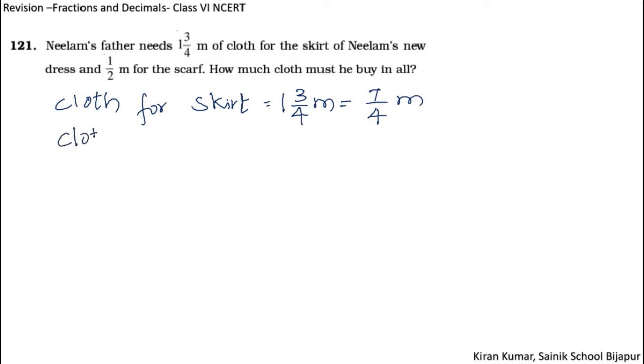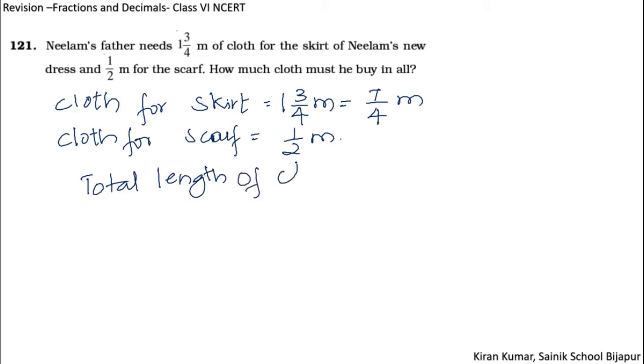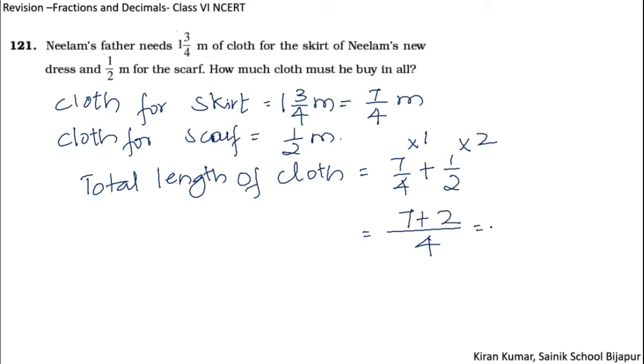Cloth required for the scarf is half a meter. Now the total length of cloth required will be 7/4 plus 1/2. Clearly the LCM is 4, so 7 has to be multiplied by 1, 1 has to be multiplied by 2. We get 7 plus 2, which is 9/4. On conversion into a mixed fraction, it is 2 1/4 meters.